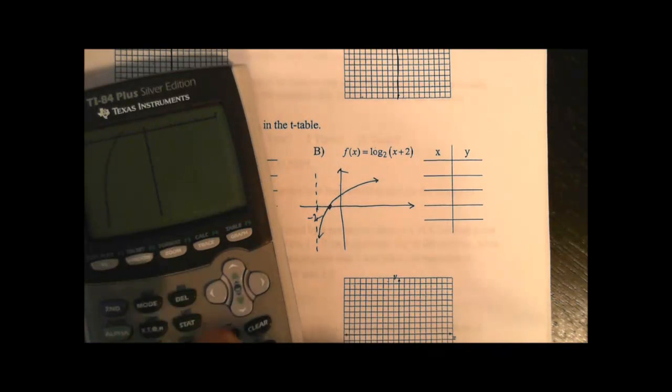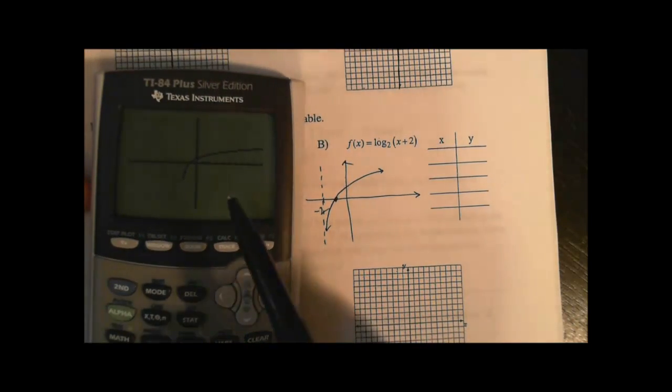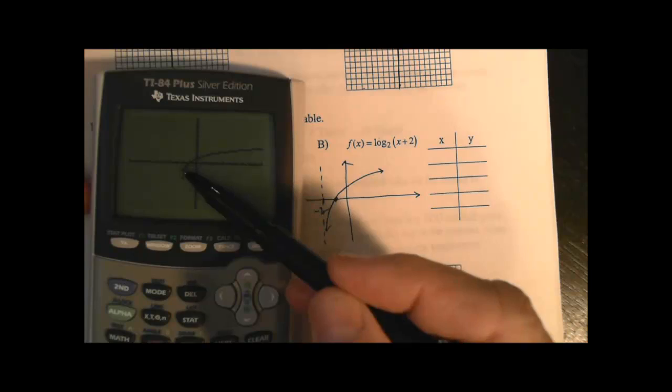Let me go zoom 6. Here's the original graph. And remember, the graph doesn't die here. It goes on forever in that direction. It's actually increasing. Its range is all real numbers, all y values. Its domain is everything that's strictly larger than -2.